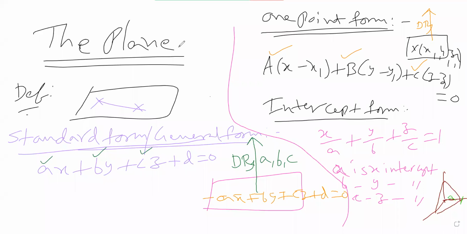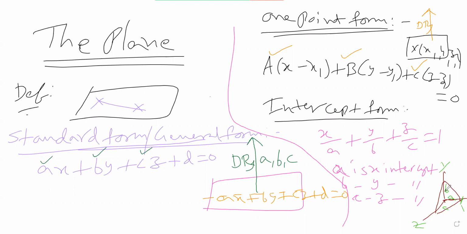Similarly, b is the y-intercept, which is the distance from the origin to the point where the plane cuts the y-axis. Similarly, the c-intercept is the distance from the origin to the point where the plane cuts the z-axis. I am supposing this is my z-axis, this is my y-axis, and this is my x-axis.